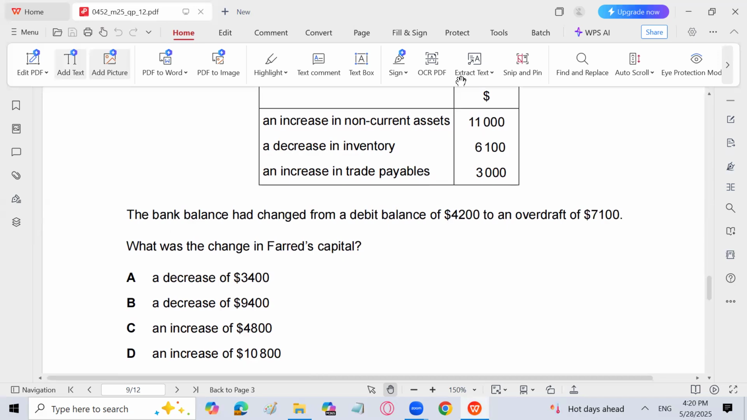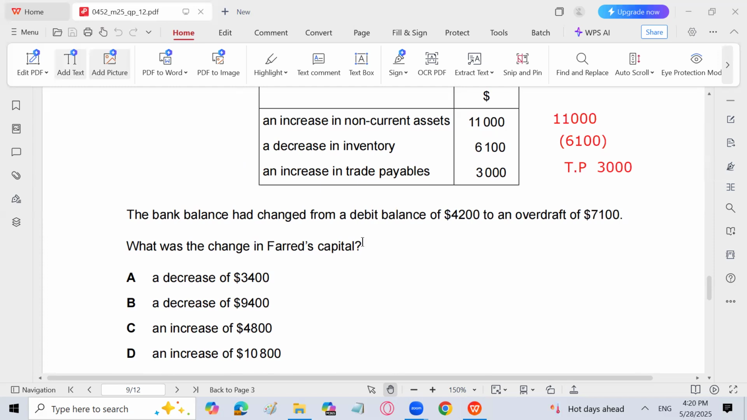This is a technical question, but it is very, very easy to solve. Why? Because you just write assets and liabilities, that is, what is the effect on assets and liabilities. Increase in non-current asset 11,000 means that non-current asset will increase by 11,000. Decrease in inventory means that inventory is decreasing by 6,100. It is a negative sign. Increase in trade payable means the liability is increasing. So I will write trade payable, 3,000.